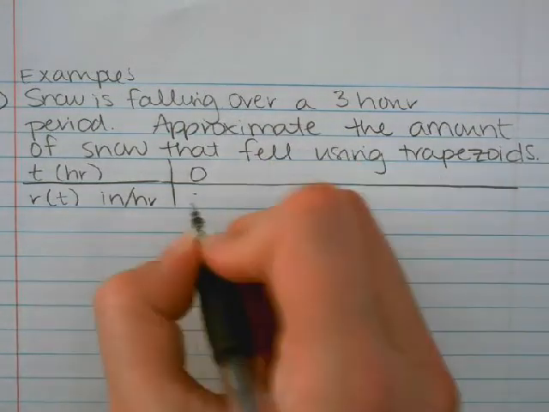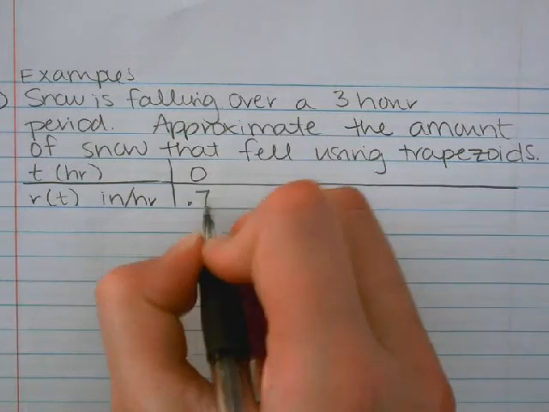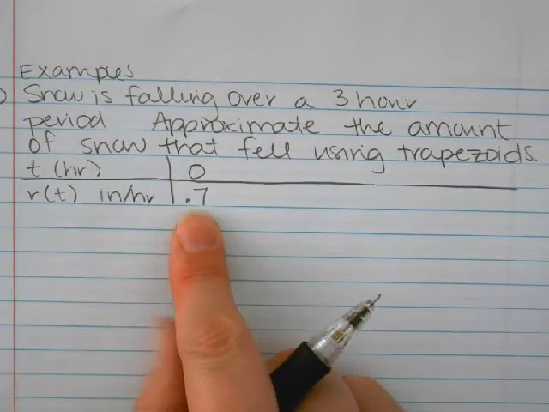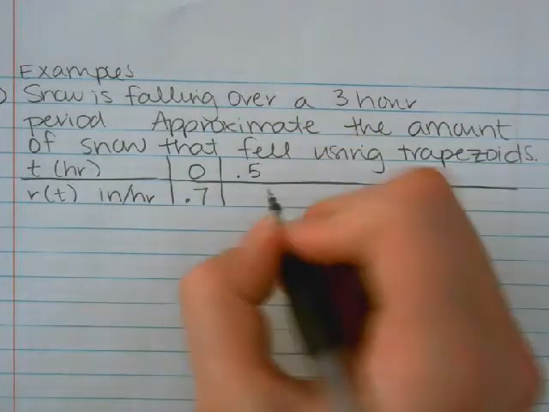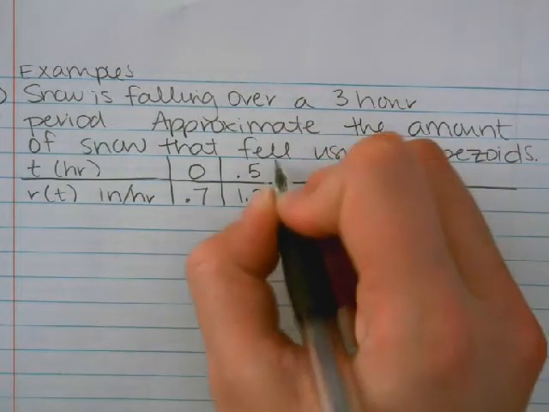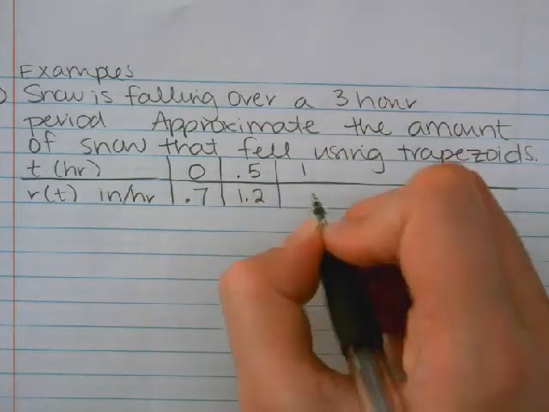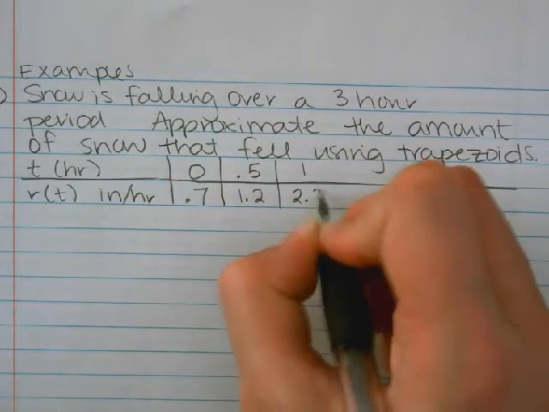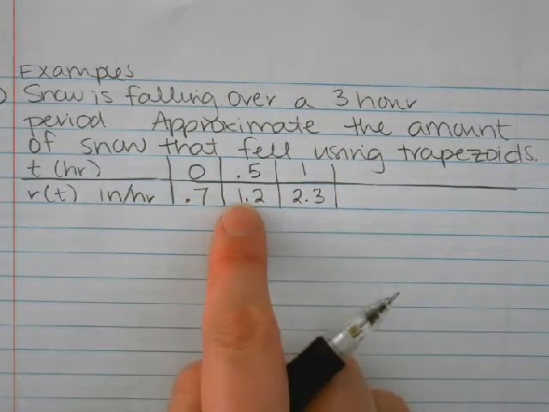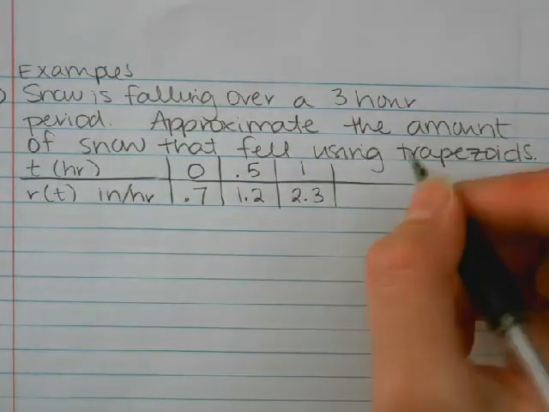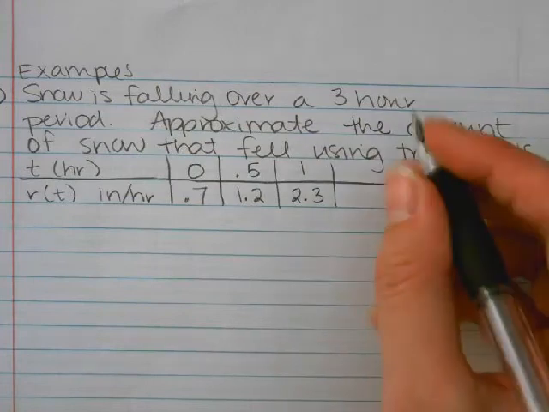So when they started measuring the snow at 0, they had 0.7 inches. And then after the first half hour, they had 1.2 inches. And then after the first hour, 2.3. And R of T is inches per hour, so I'm saying 1.2 inches per hour for that one. So this is kind of a rate of change here.